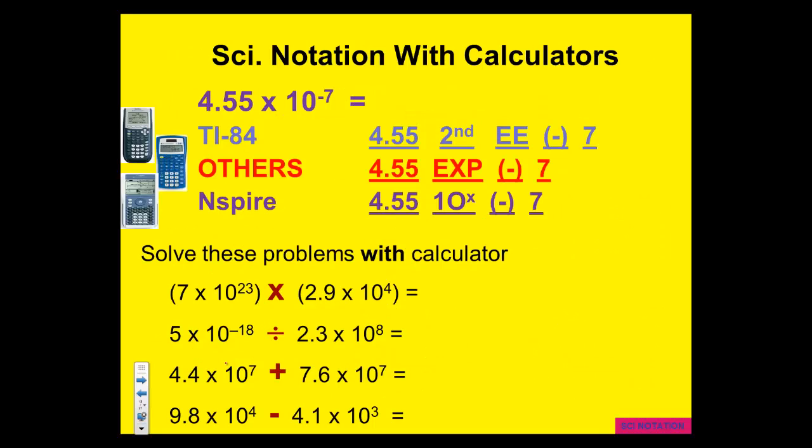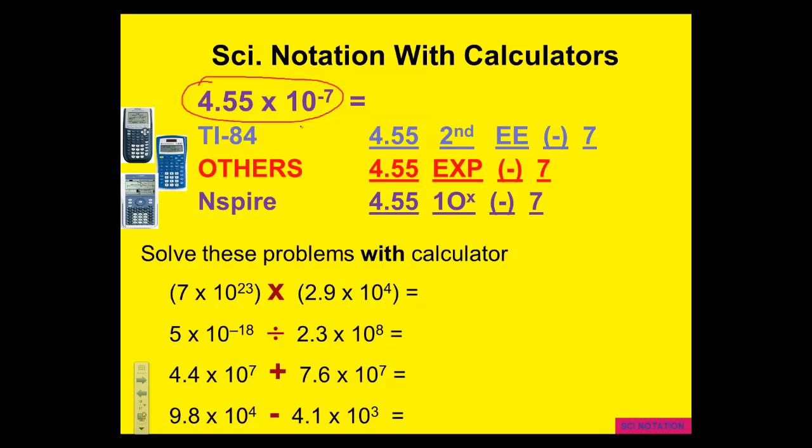All right. So now what about using a calculator? Now, it would be great if everybody had the exact same kind of calculator, but we don't. And so you're going to have to work with this a little bit to figure out what you should do. So if you had the number, I just picked a number at random, 4.55 times 10 to the negative 7th. What are some of the ways you might have to plug this in?